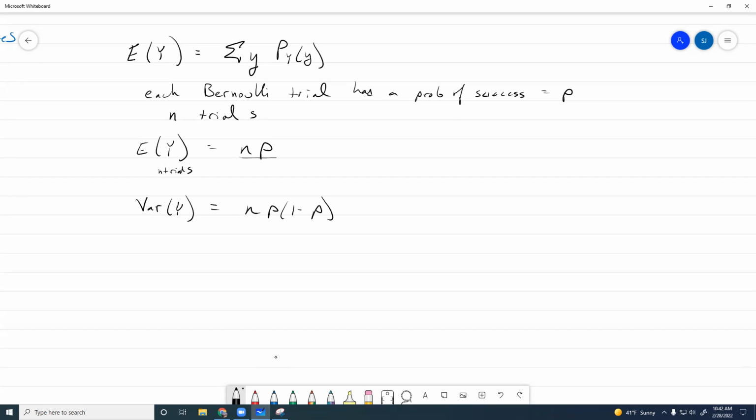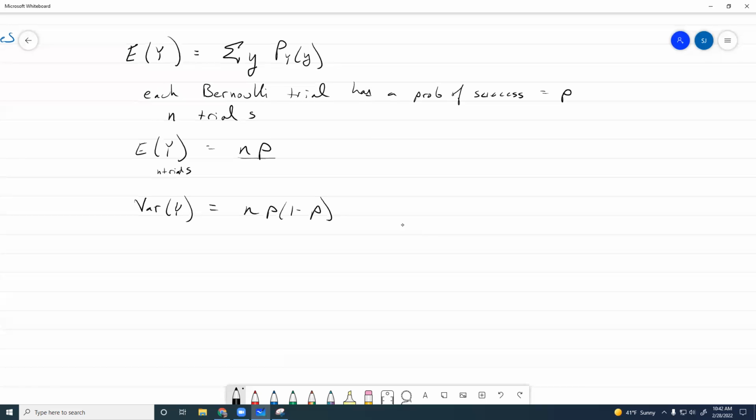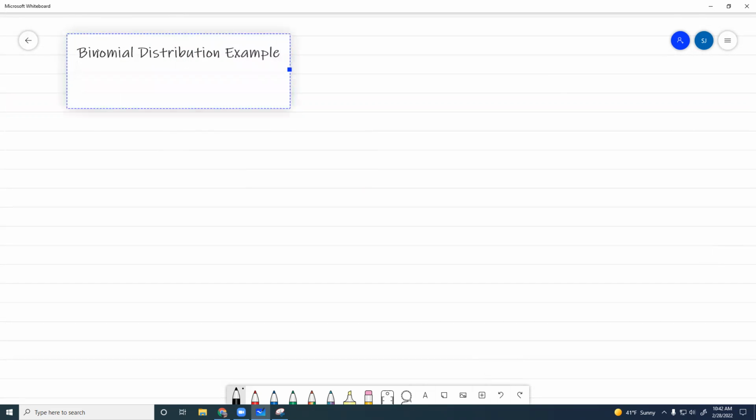All right, we got about 10 minutes left. Let's do an example. I'll type it out. Okay, so now that we're learning multiple distributions, we can use multiple distributions in a problem together. So we'll start off with a normal distribution, and then we'll apply it in a binomial distribution fashion.